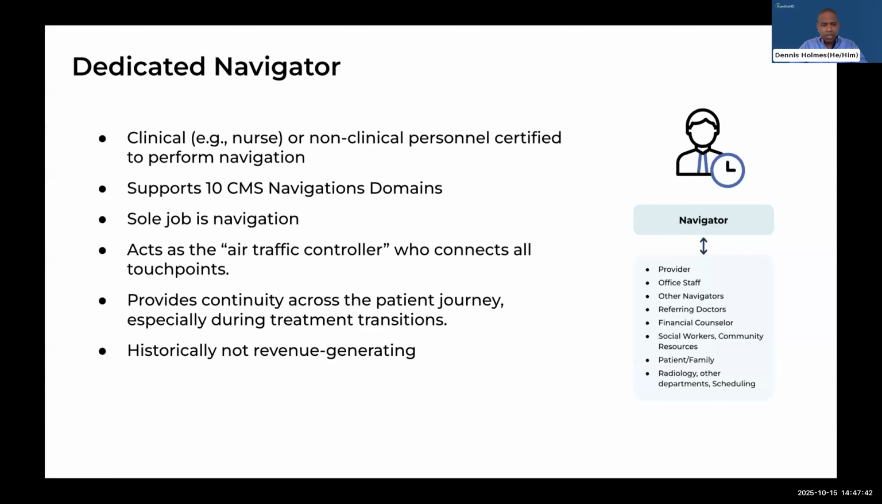But in this initial model, which is the model that many of us may be familiar with, there's a dedicated role, and this person provides continuity across the journey, helps with transitions from one specialty to another. And this role, which is quite valuable, has historically been non-revenue generating, which is why they're so precious and there are so few of them. Dedicated navigators are generally considered to be overhead that you don't get paid for, although they bring tremendous value to patients and to the institution.